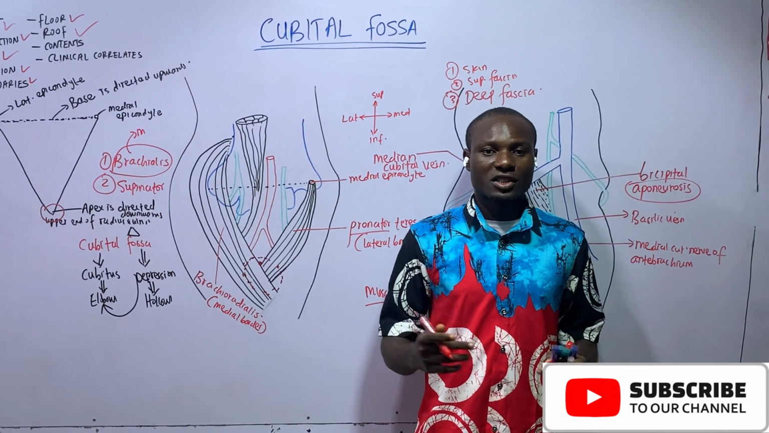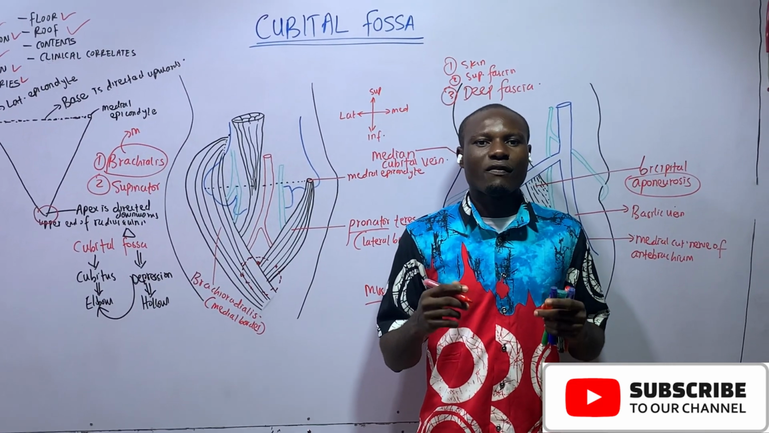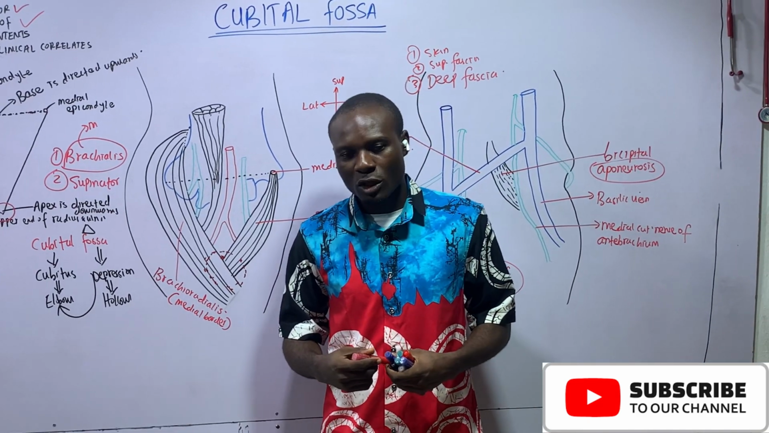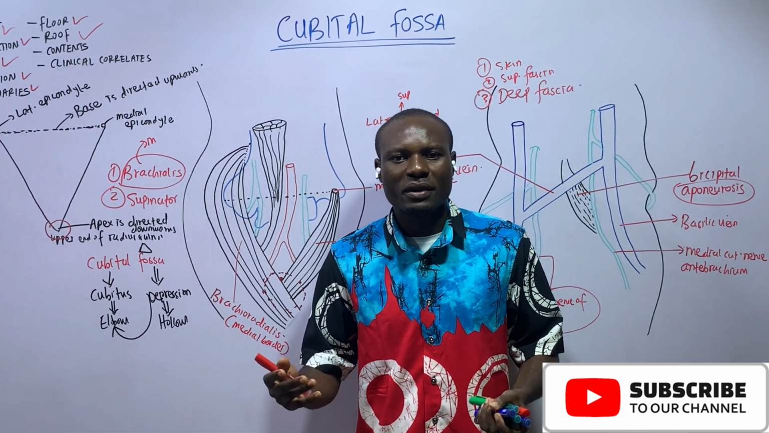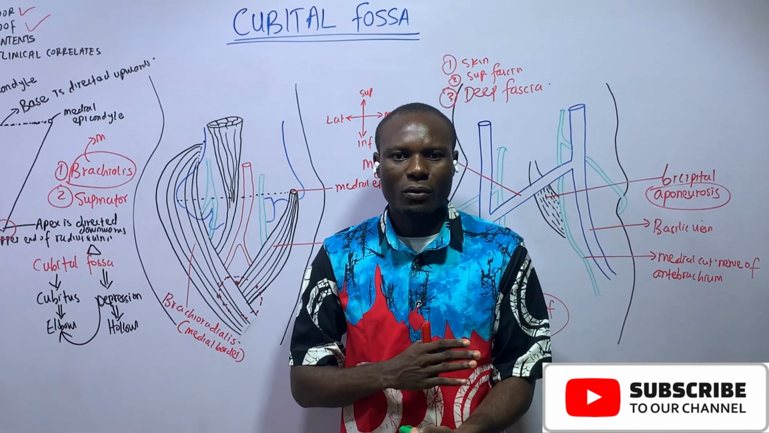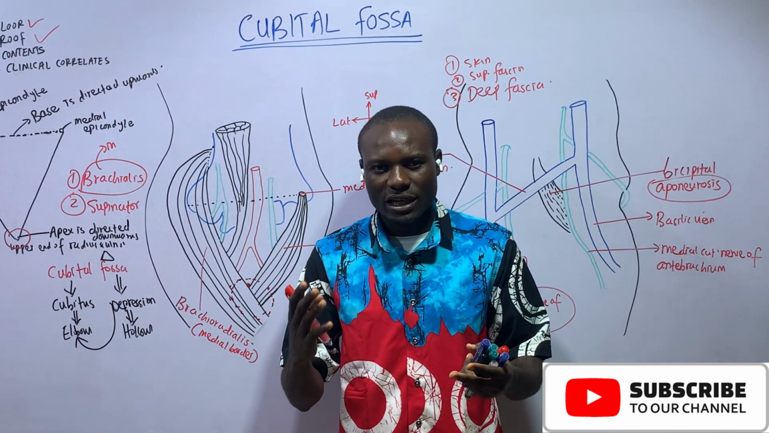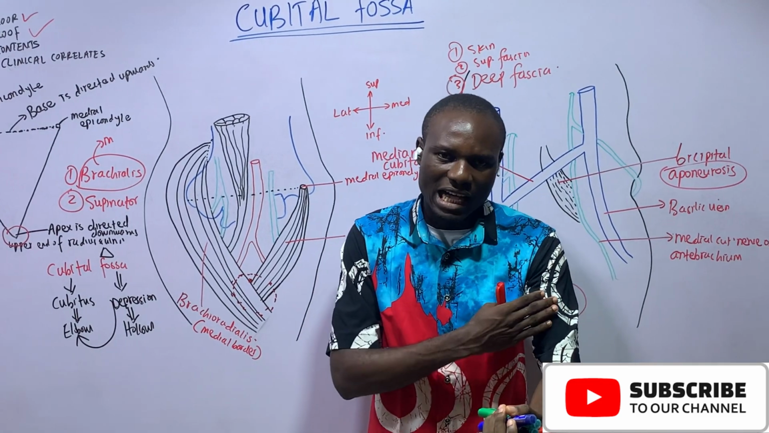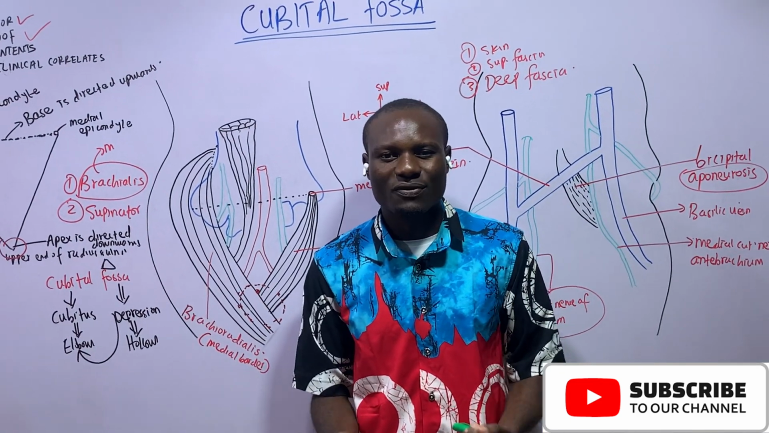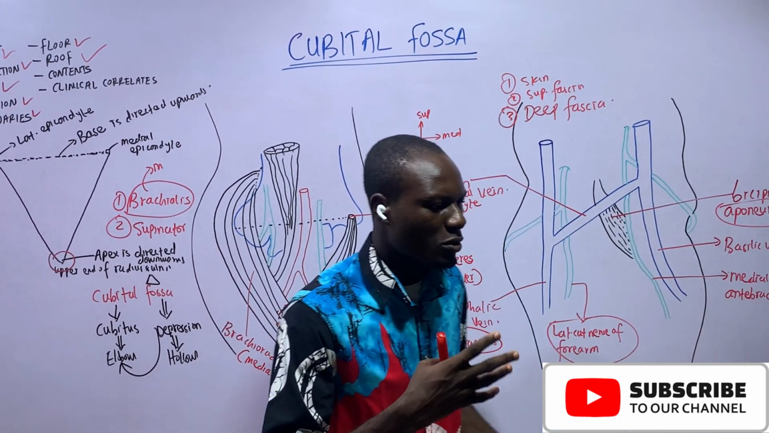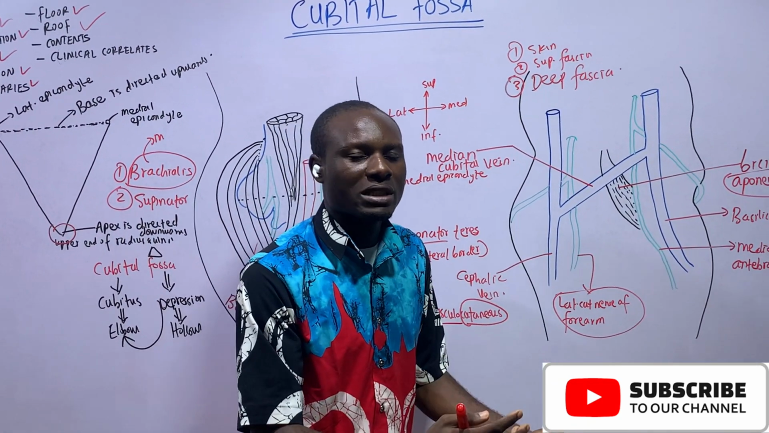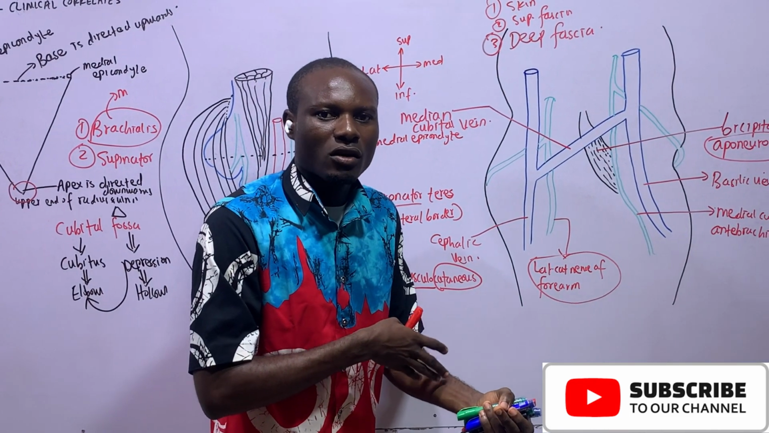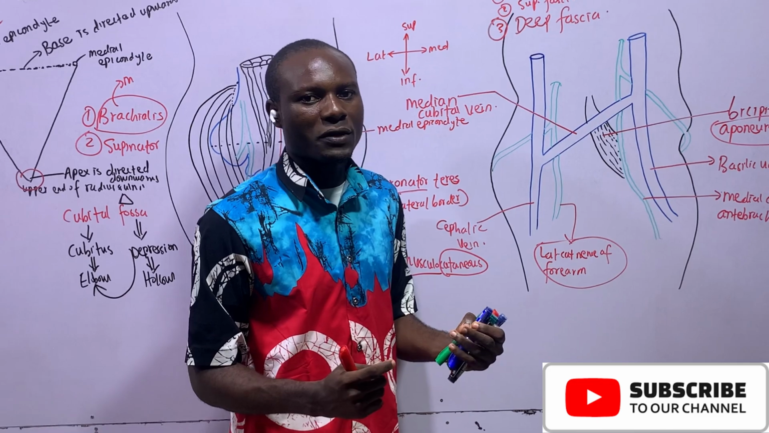So we've discussed the structures that form the roof and the floor of the cubital fossa. The cubital fossa is a space situated at the anterior aspect of the elbow. It has an important function, which is to allow for the passage of structures from the arm into the forearm. That is the most important function of the cubital fossa. And what are those structures? Those structures that pass through the cubital fossa to enter the anterior aspect of the forearm form the contents of the cubital fossa.